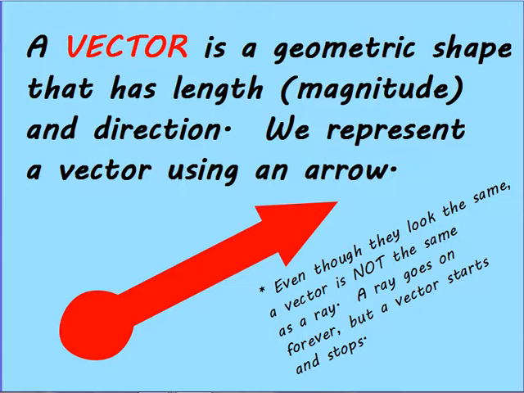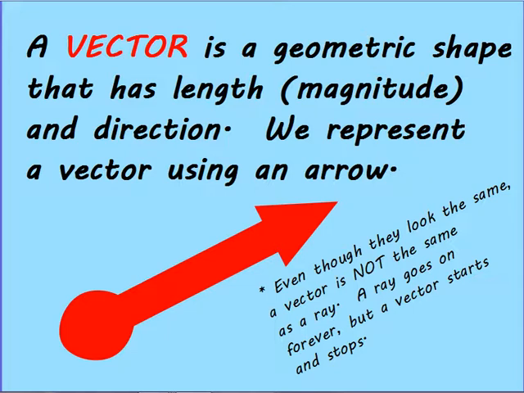A vector is a geometric shape that has length, otherwise known as magnitude, and direction. The difference between the two questions of walking 50 feet and walking 50 feet east: they both have a distance, but only one has a direction. And the one that has a distance and direction, or length and direction, is a vector. In math, we represent a vector using an arrow.